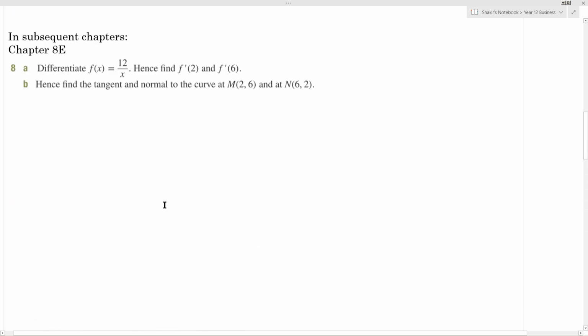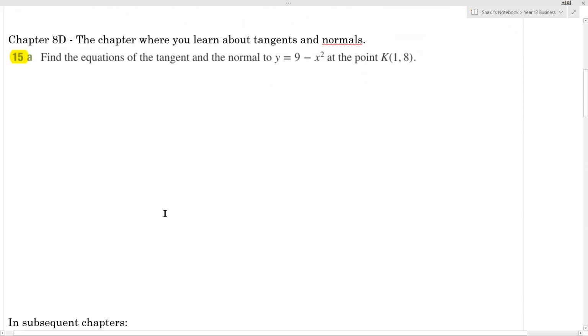So this is an attempt. I'm going to try and show you that it's no different. So let's do a question from 8D. This is the curve: y is equal to 9 minus x squared. And we have to find the equation of the tangent.